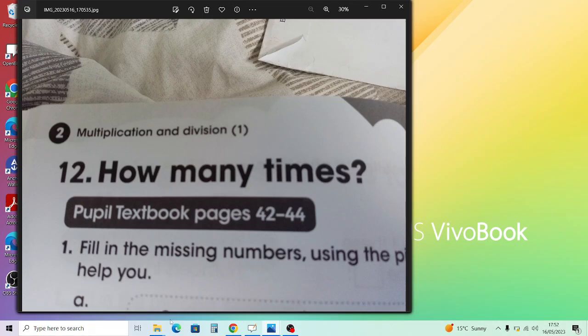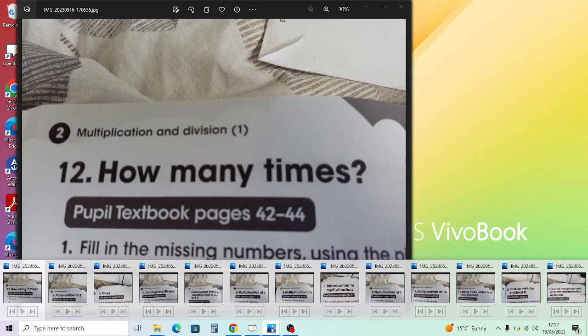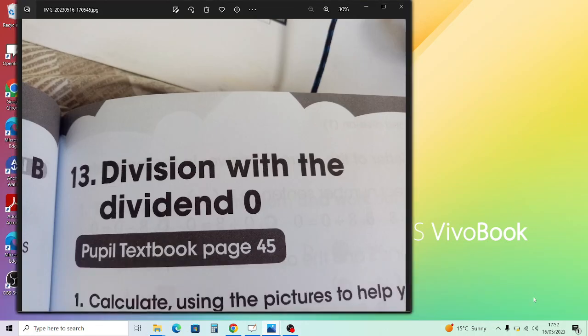And then moving on to the last part, which is division with a dividend of 0. This one here. Okay, so just reminding you of 0 times table. So 0 divided by anything is 0. And that's all they're getting you to work out, really. So 6 divided by 6 apples, yeah, 6 divided by what?